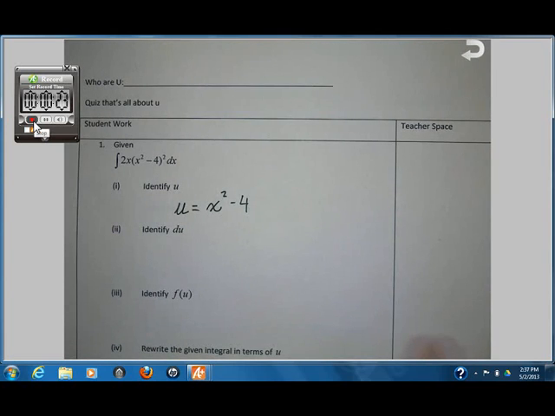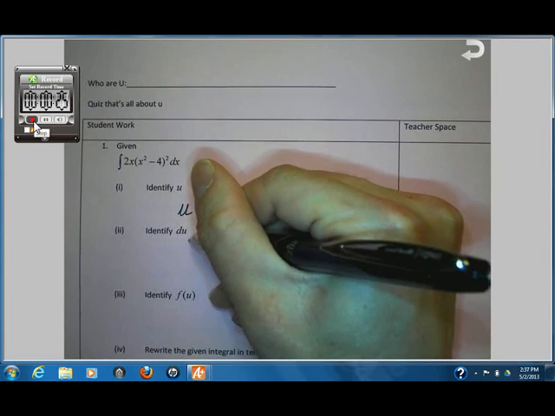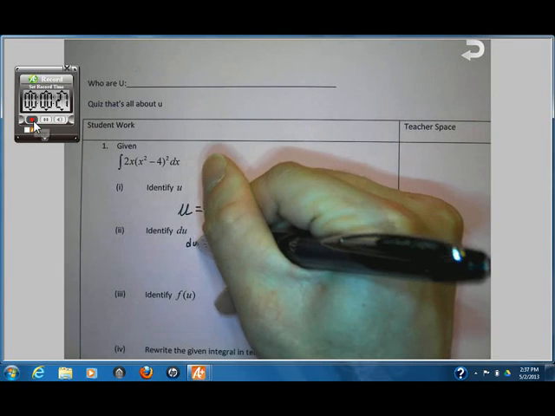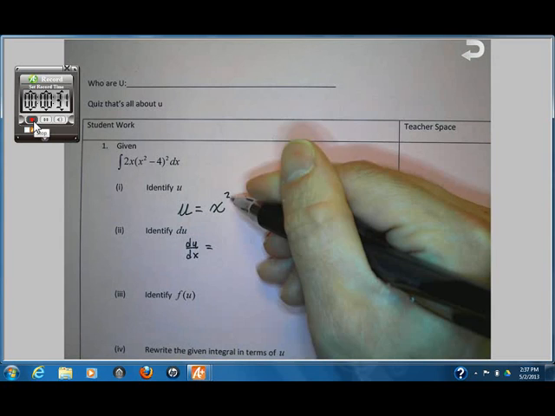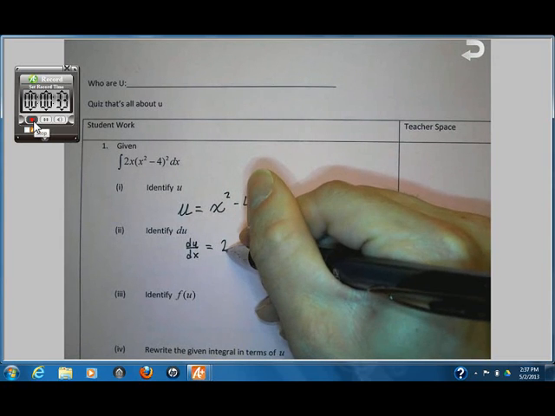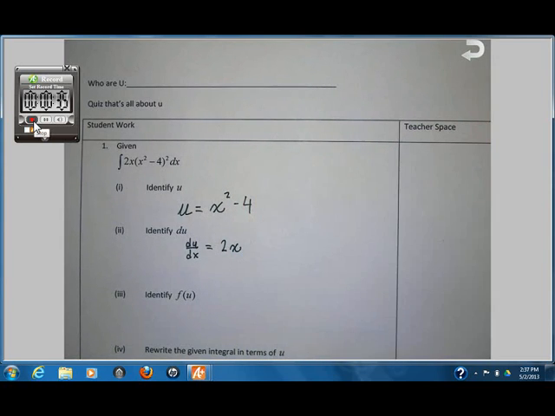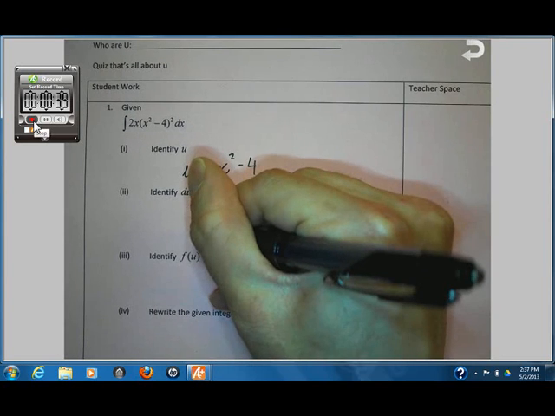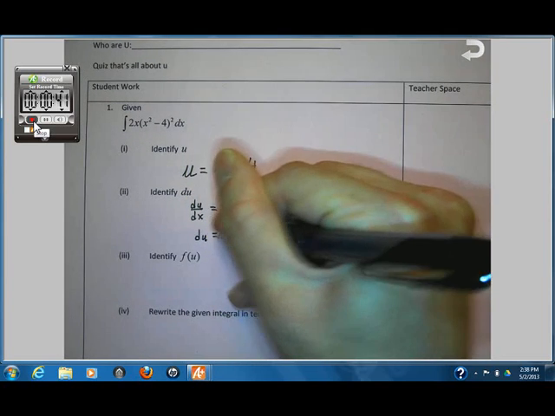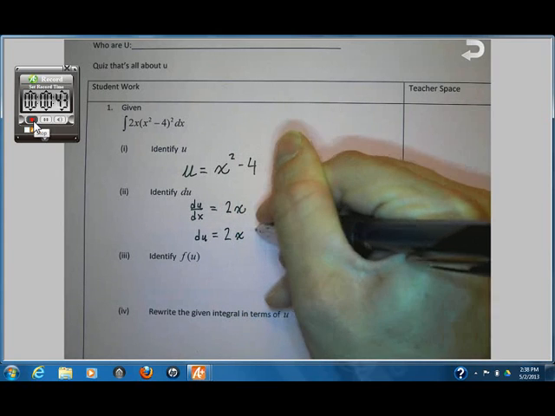Now really what you've got going on is, you first find the derivative of u with respect to x, and that is, you go from x squared to 2x, and the derivative of negative 4 is just 0, so you don't have to do anything about it. Then you get du by itself as 2x dx. Okay?